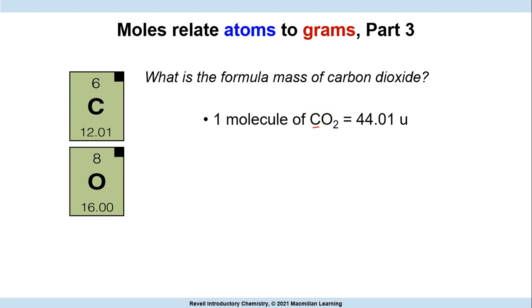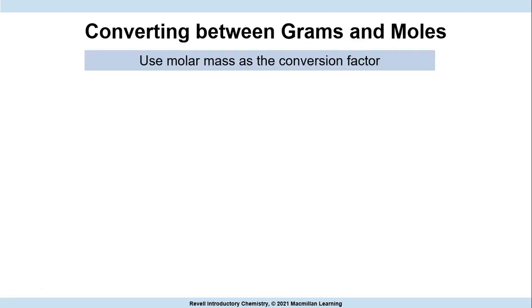That gives us 44.01 atomic mass units. So 1 molecule of carbon dioxide is 44.01 atomic mass units. Now, 1 mole of carbon dioxide gives us 44.01 grams. So the molar mass of carbon dioxide will be 44.01 grams per mole.